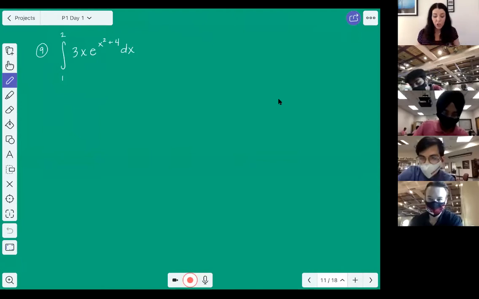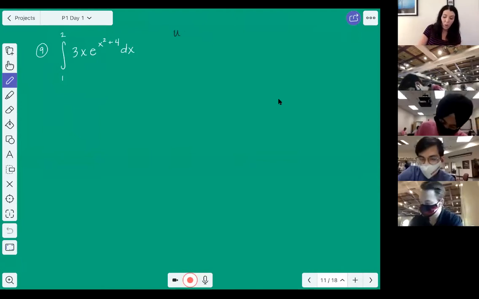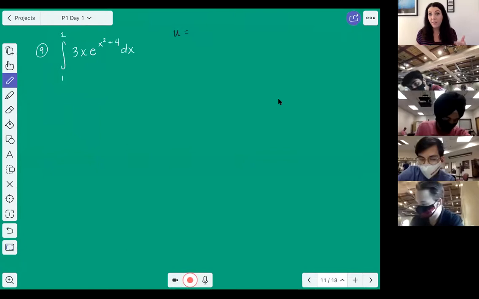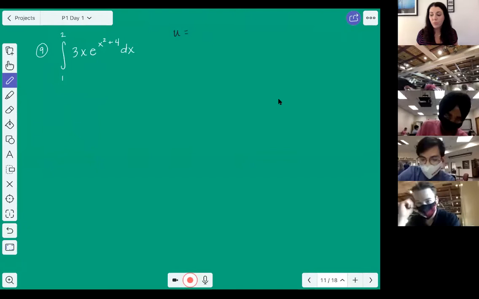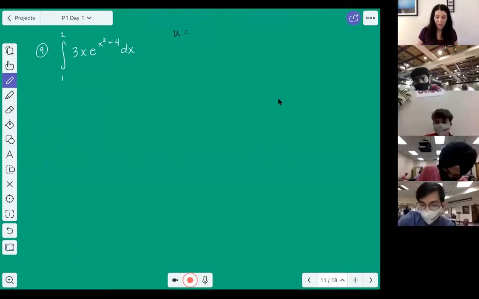And so remember, when we choose our U, we want to choose a U whose derivative is available to us. Now, maybe the constant for that derivative is a little bit different, but we need to at least have the function, the x, raised to the correct power. Dennis, what do you think you might choose for your U? X squared plus 4.